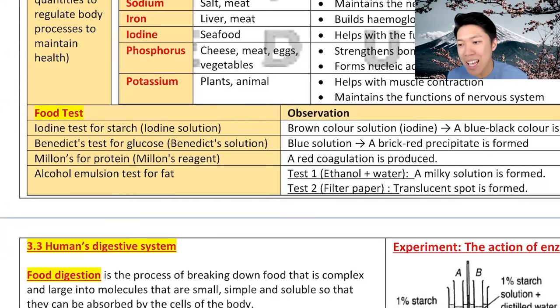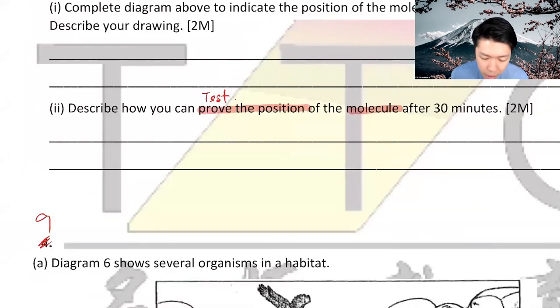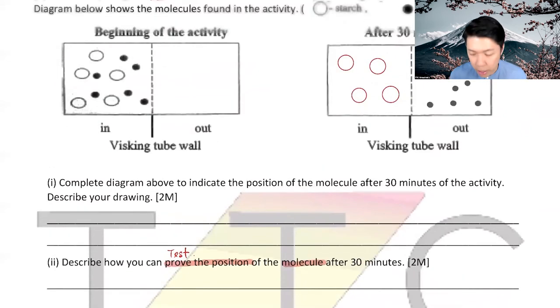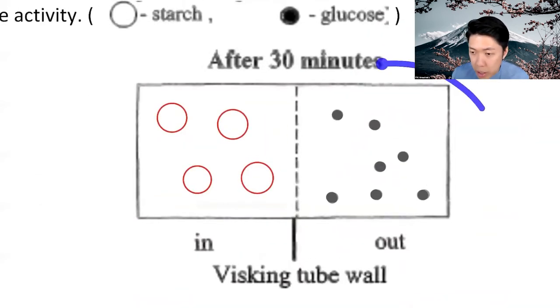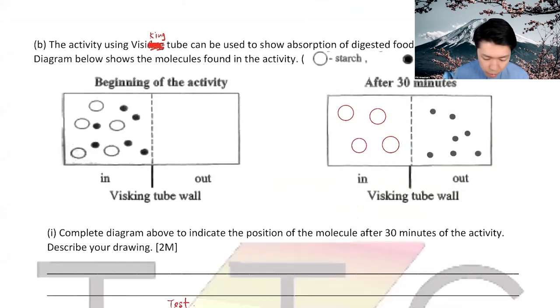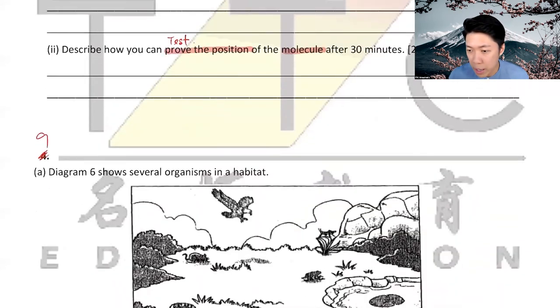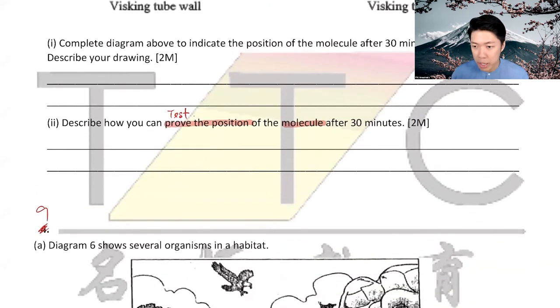You're telling that I'm testing on the outside, by the way. I'm not testing on the inside, I'm testing on the outside here. Okay? And then what happened? A brick red precipitate is formed. Okay, steady. So everybody in the chat box: test the food outside the whisking tube with Benedict solution. Second mark: a brick red precipitate is formed.